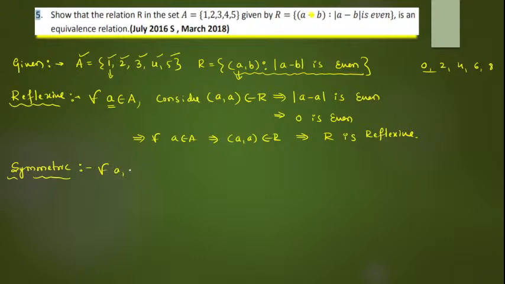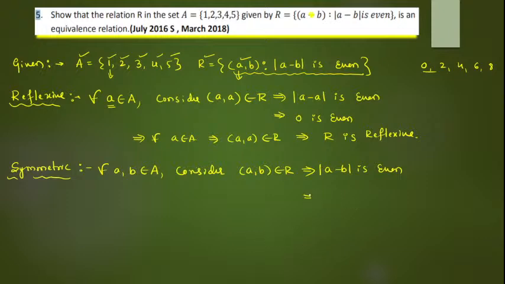For all a comma b belongs to set A. So you have to take two elements in set A, a comma b belongs to A. This implies, according to the statement, for all a comma b belongs to A, consider an ordered pair a comma b belongs to R, right? So according to the statement, if a comma b belongs to R, then modulus of a minus b is even. Okay, modulus of a minus b is even.